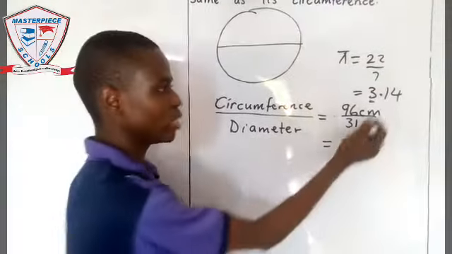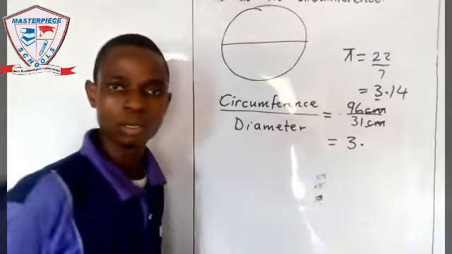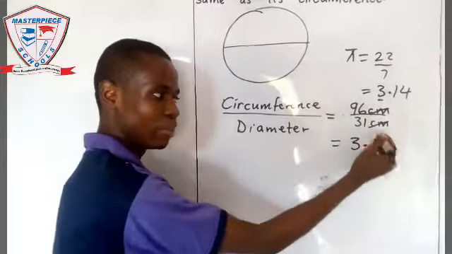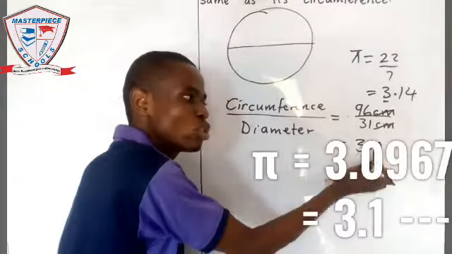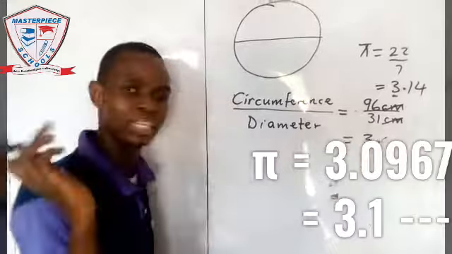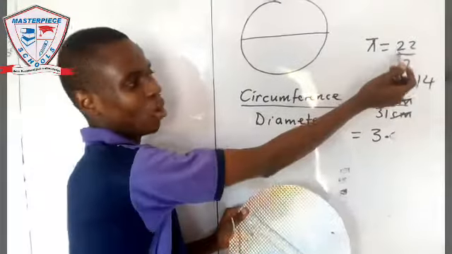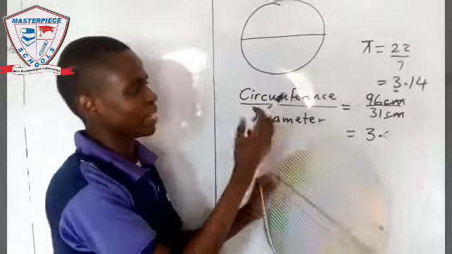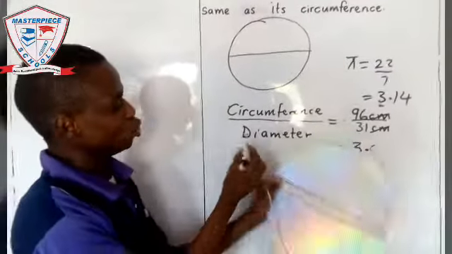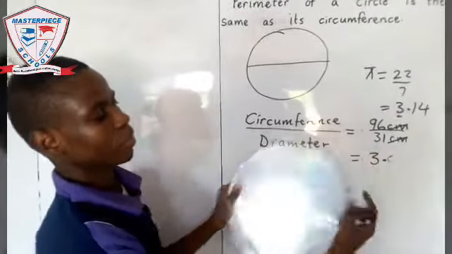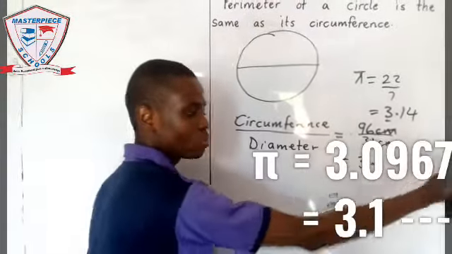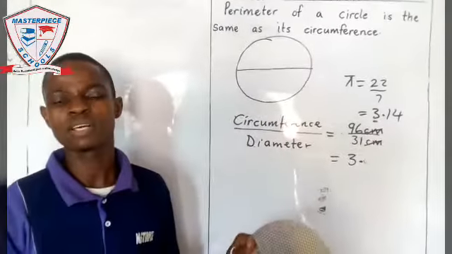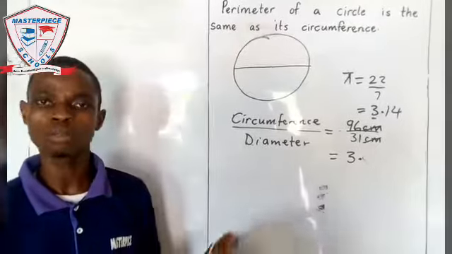If you divide this now, you get 3 point whatever. How do we divide? The centimeters cancel each other. Then your 31, how many 31 in 96? You get 3, remainder 3 point whatever. It will just be a bit greater than 3. That is why the constant holds for every circle that you use. Whatever you get, by the time you measure the circumference and the diameter like this, you get 3 point something. So that is why pi is always equal to 22/7 or 3.14.